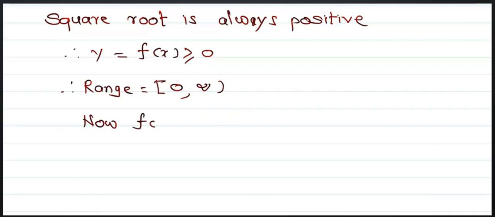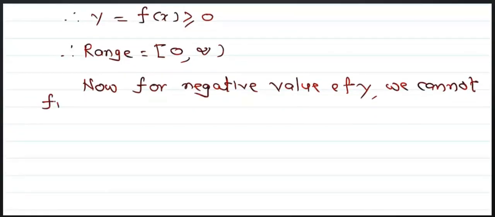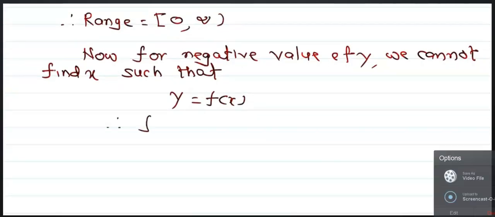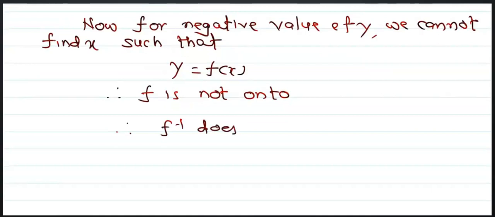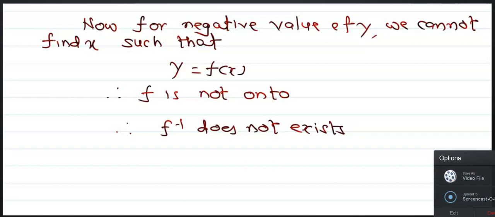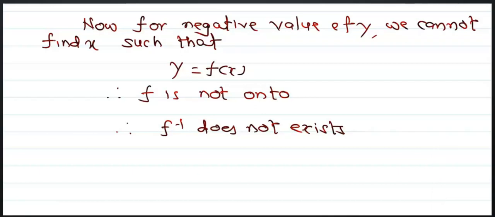That is, if y contains a negative number, for a negative value of y we cannot find x such that y is equal to f of x, and hence f is not onto. Therefore, f inverse does not exist. By our definition, if the given function is one-one and onto, then f inverse exists. It is not one-one onto, and hence f inverse does not exist.